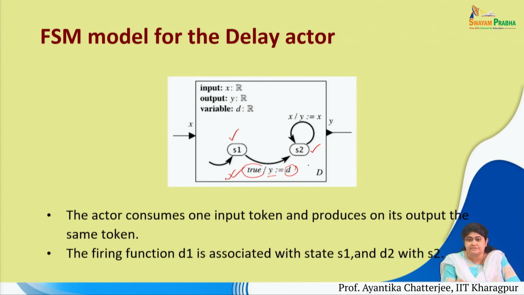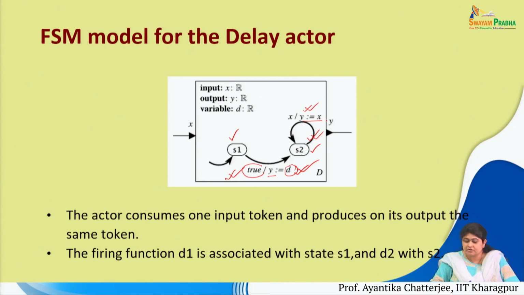While the FSM is in state 2, it takes the input tokens exactly from the sequence and sets the output value. So in the first part the delay value is set, and in the second part and the consecutive iterations, whenever the FSM is in S2, it considers the input tokens and sets them as part of the output. So this may be one FSM representation of this delay actor.